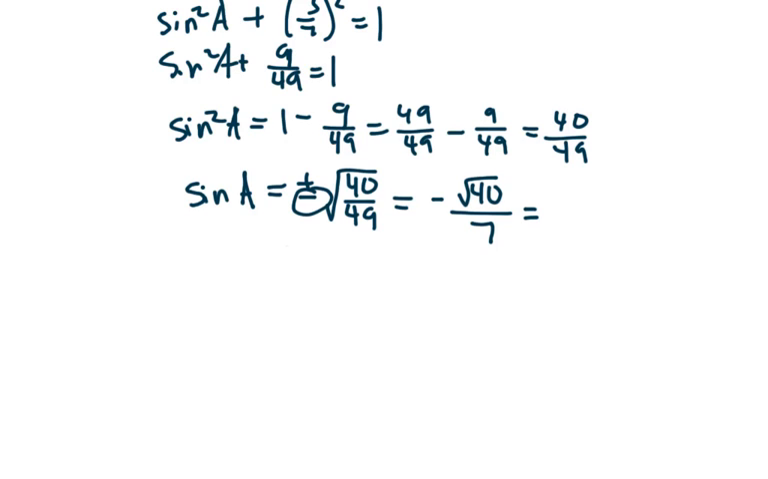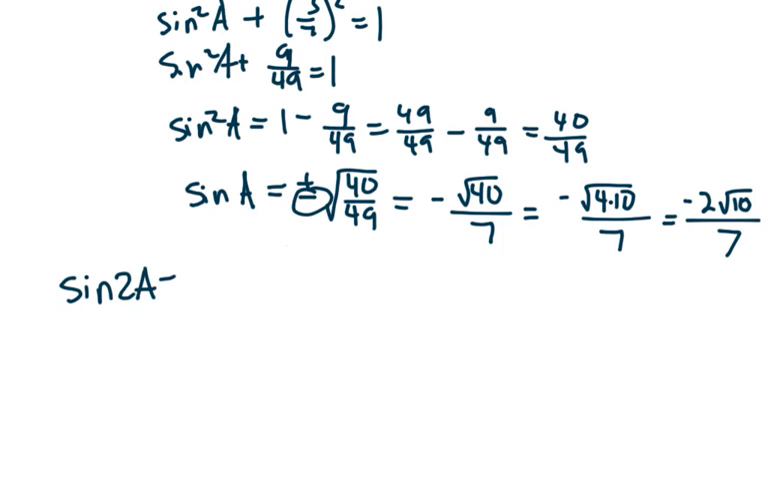Okay, now the square root of 40 isn't super nice. We know that 40 is 4 times 10, and that there aren't any bigger perfect square factors than 4. So this is going to be negative square root of 4 times square root of 10. And that's as good as it gets. This is the sine of A. So now, when I ask for the sine of 2A, I have all the parts.